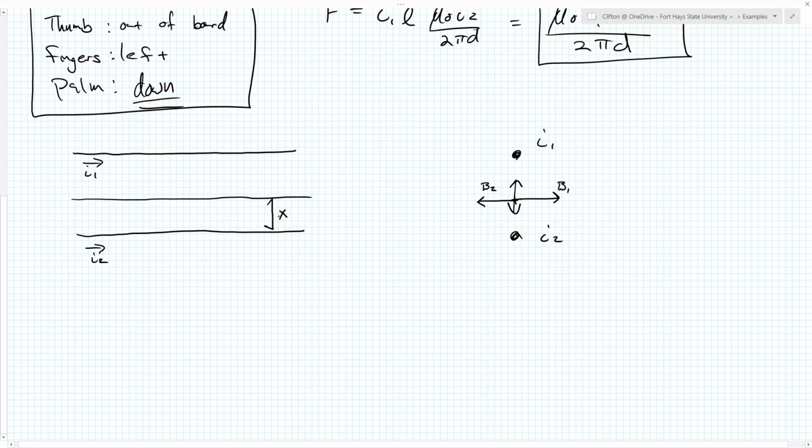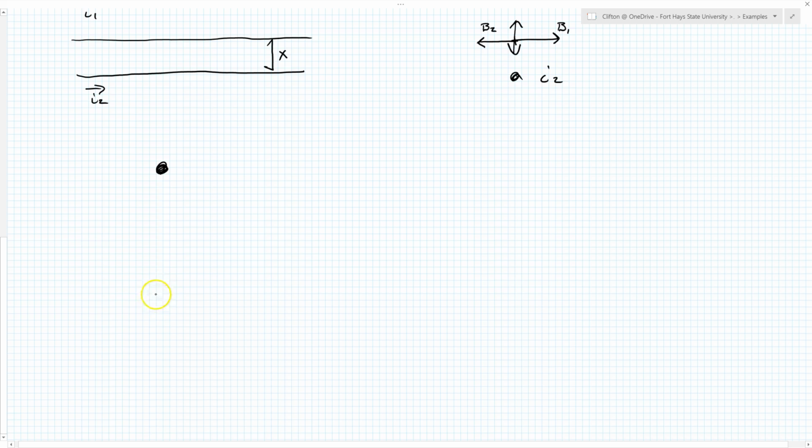So let's call the distance from the bottom wire x. Again, it's probably easiest to look at it from a head-on view, so let me redraw this head-on view. Let's assume that we know where this position is. It doesn't matter if we know where it is. We're just going to call the position a distance x from the bottom wire.